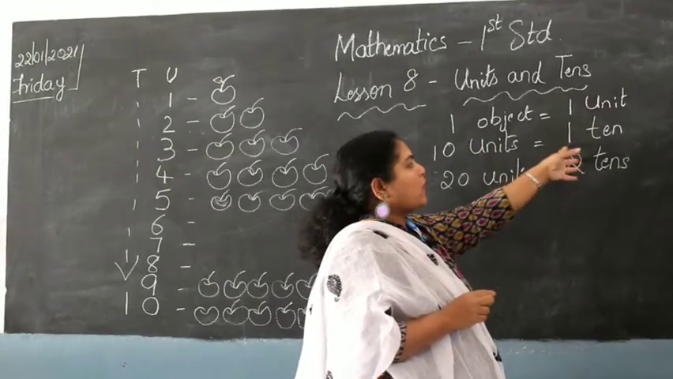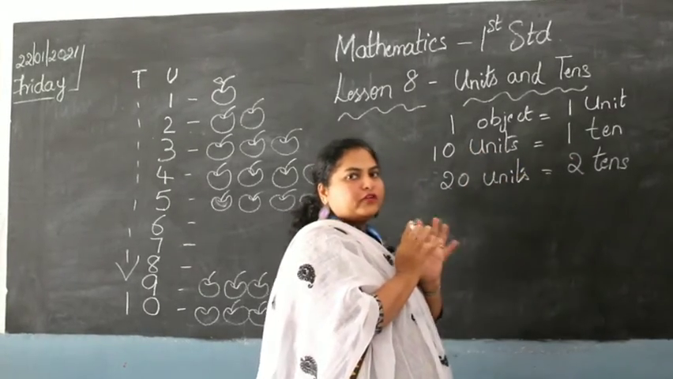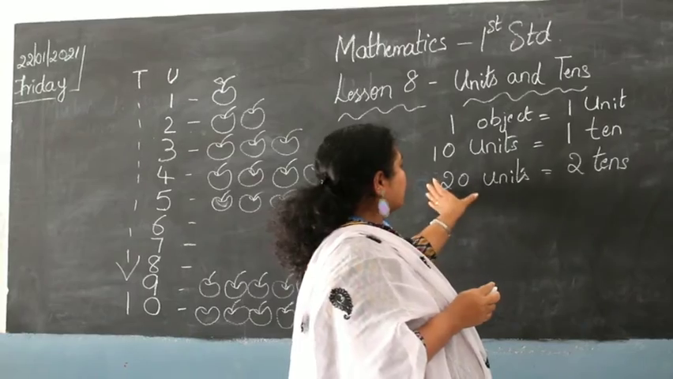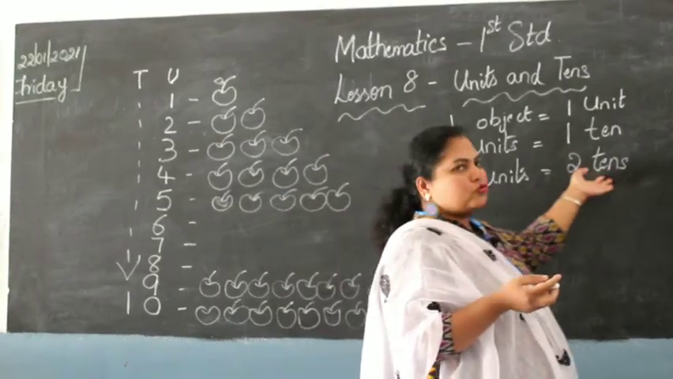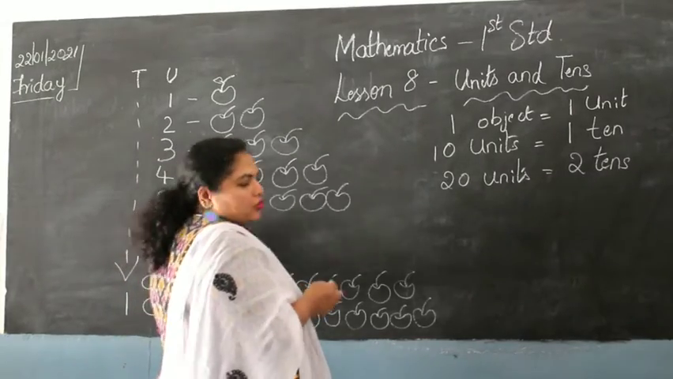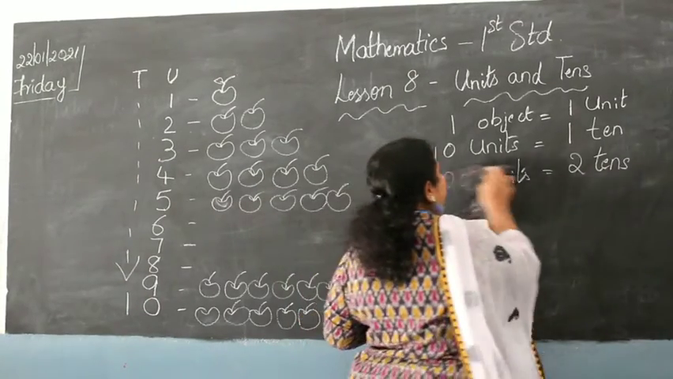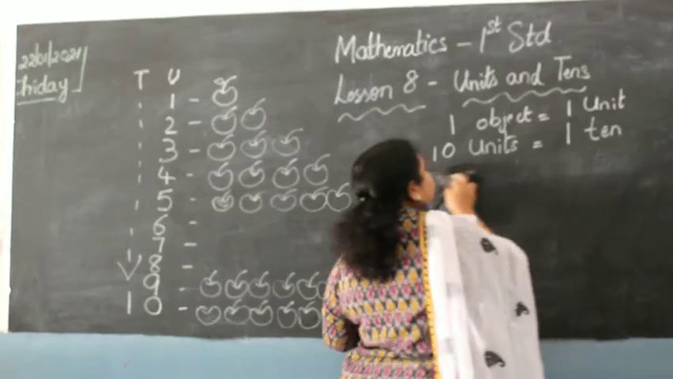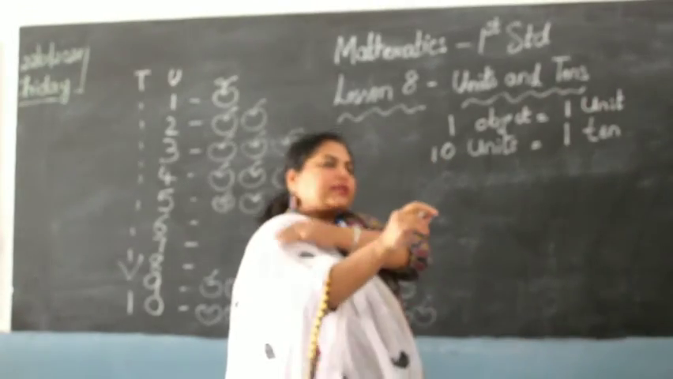10 units is your 1 ten. So that's one group of 10 things. So if it is 20 units, then it becomes 2 tens, because you will write 2 in your tens column and 0 in your units column. So that's why we call it a group of tens. I'll show you with an example.